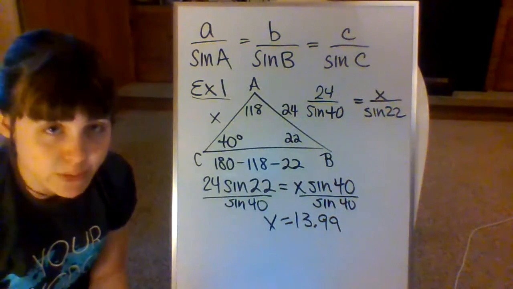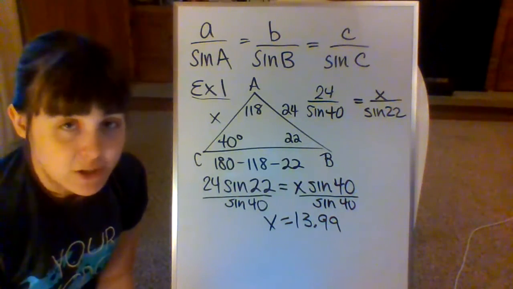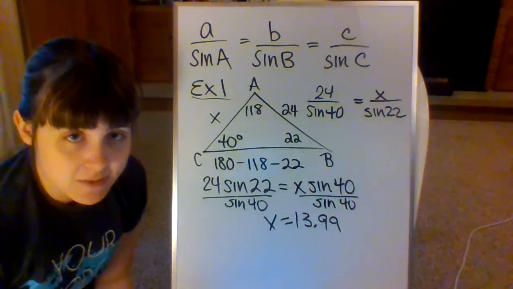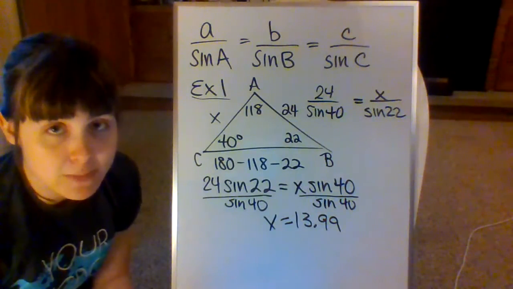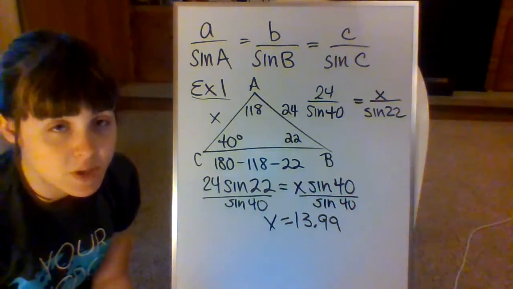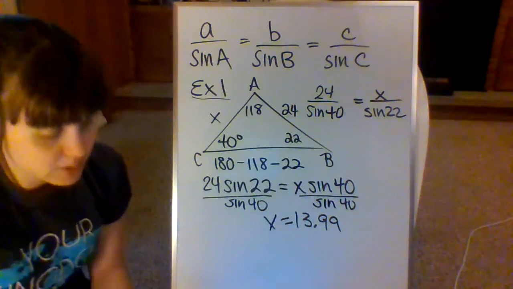Okay, so that's the first problem. So you have to find the missing angle first. Then you have to set up a proportion and solve for the missing side using law of sines. Okay, so we're going to try example 2.